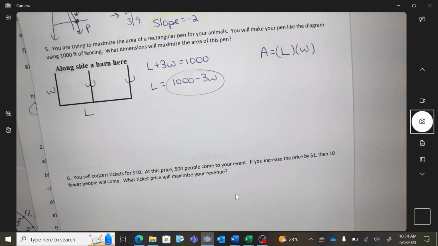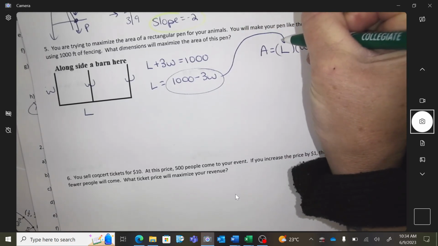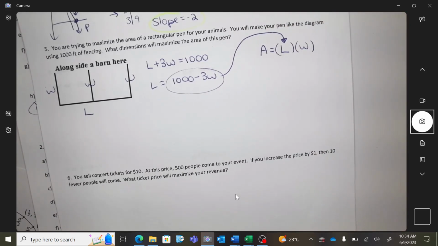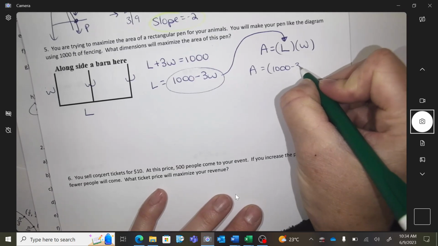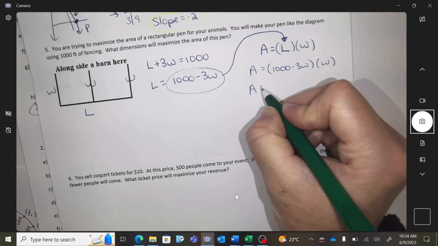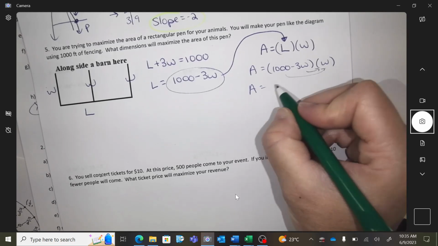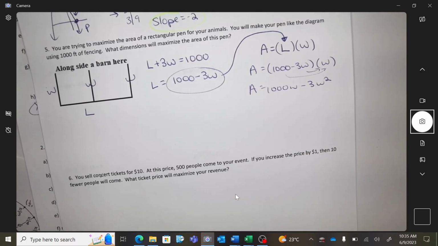I am going to take that piece for L and replace it into that L position, okay? Next step, I'm going to distribute that. And that's my quadratic. I have a quadratic equation.